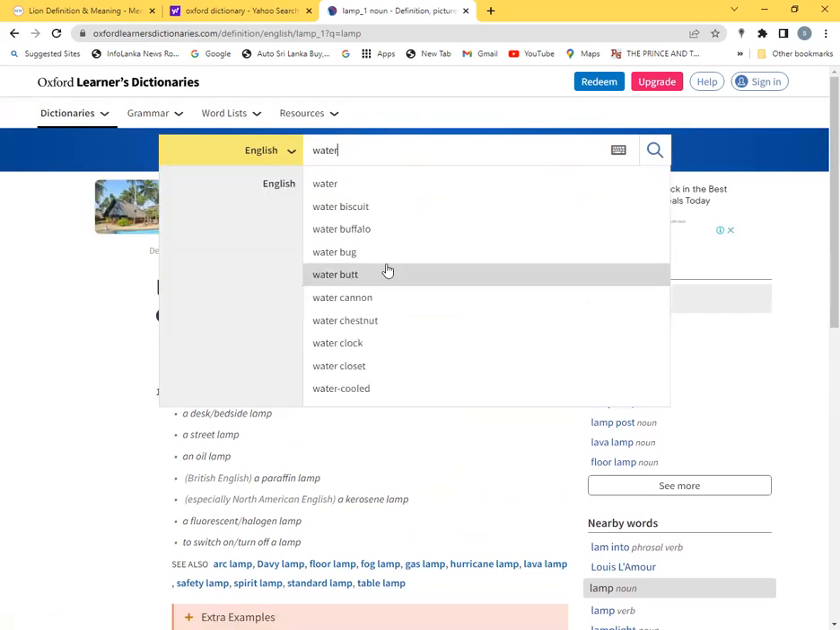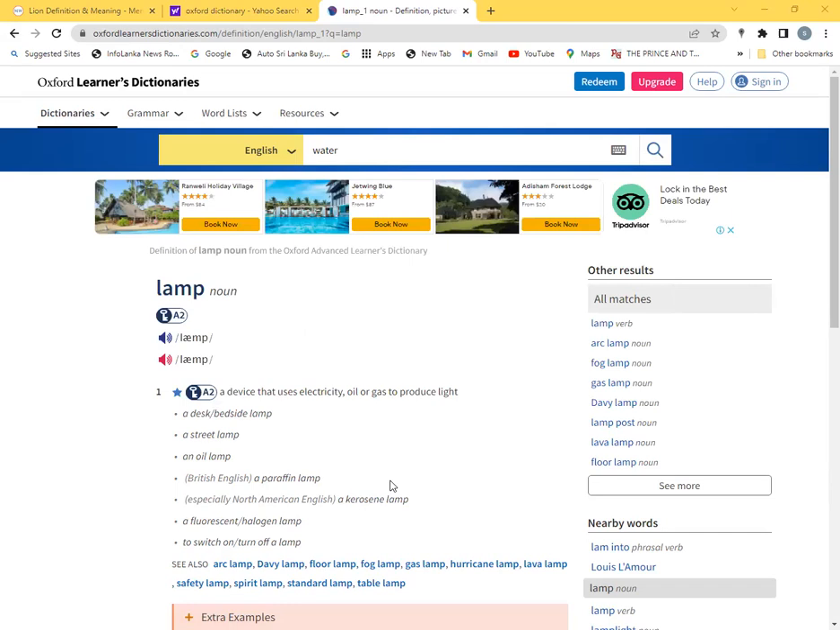Write down the word: water. Check it again, water. Those who have found it can send it to me. Water. What is the denotative meaning of water? Check the dictionary.